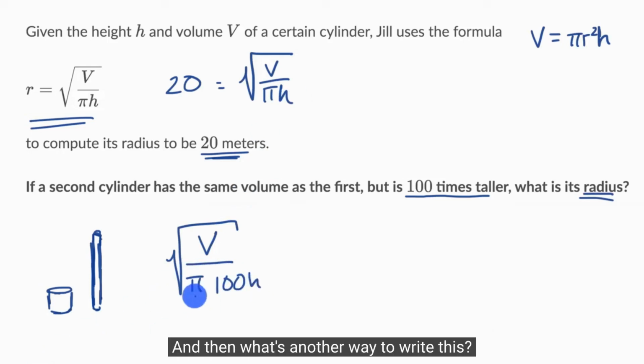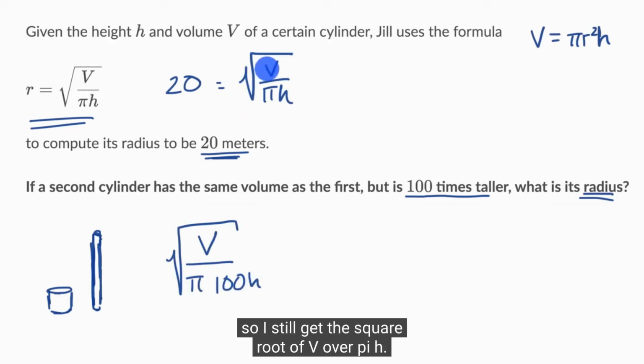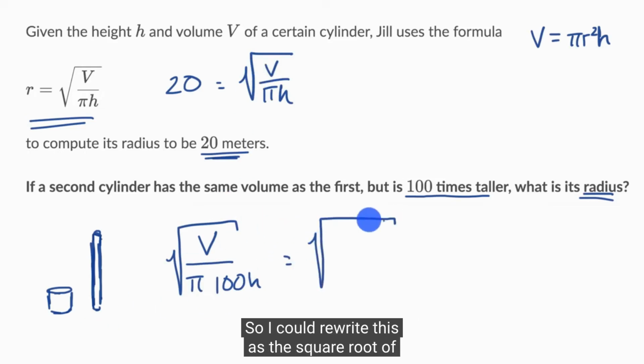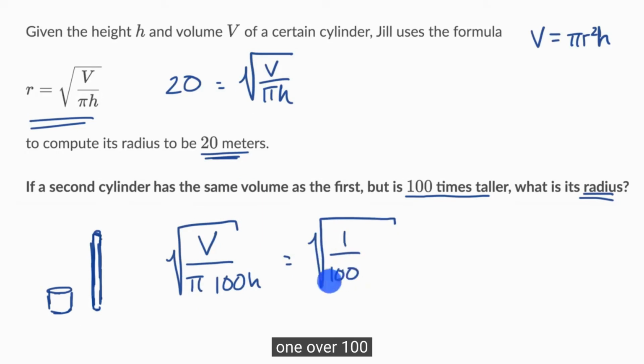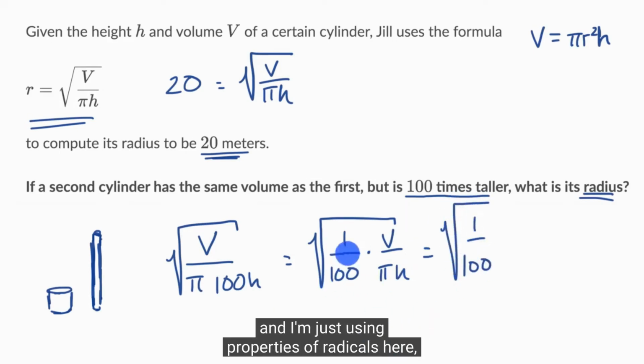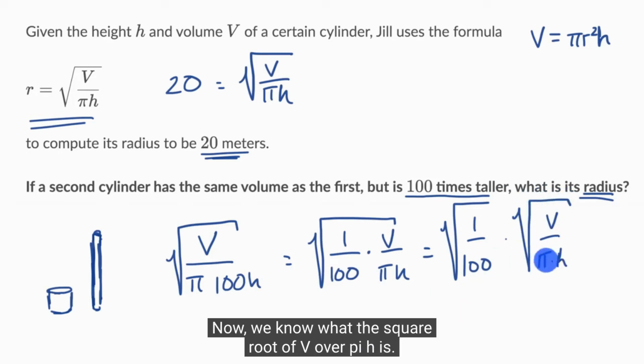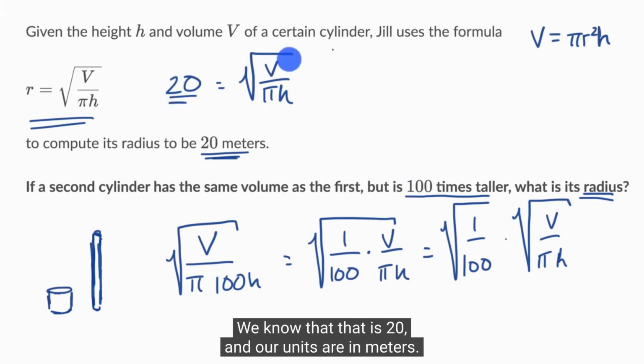And then what's another way to write this? Well, what I'm going to do is try to bring out the 100 so I still get the square root of v over pi h. So I could rewrite this as the square root of 1 over 100 times v over pi h, which I could write as the square root of 1 over 100, and I'm just using properties of radicals here, times the square root of v over pi h. Now we know what the square root of v over pi h is. We know that that is 20, and our units are meters.